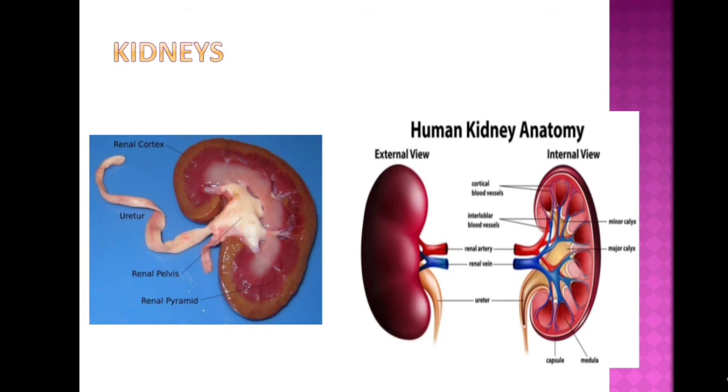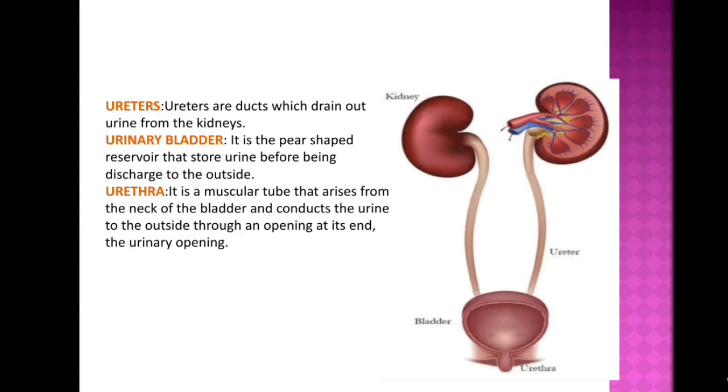Now the next important organ is the ureters. You can see here there is one pair of ureters. The ureters drain out the urine from the kidney. They are thin muscular tubes which come out from each kidney and open into the urinary bladder. Then the next is the urinary bladder. It is pear shaped, and it stores the urine before it is discharged outside.